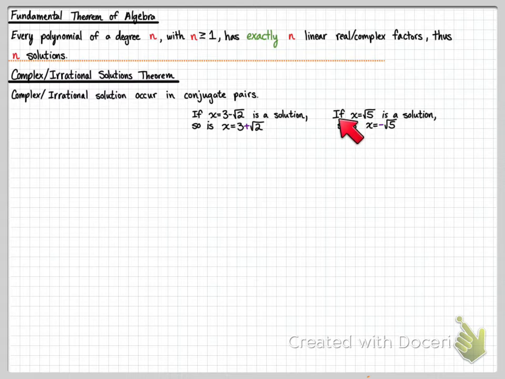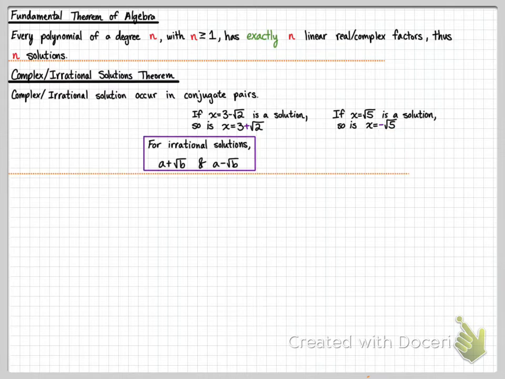So same thing here. If x equals the square root of 5 and we get that as a solution, automatically the conjugate pair is x equals negative square root of 5. So whatever your square root is, one's going to be positive and one's going to be negative. If you get a positive square root of 5 here, you also have a negative square root of 5. Okay, so for irrational solutions, you're going to have a plus square root of b and a minus square root of b, just like here. In this case, it's just square root of b and minus square root of b. So for that square root of b part, you're going to have a positive and a negative solution.